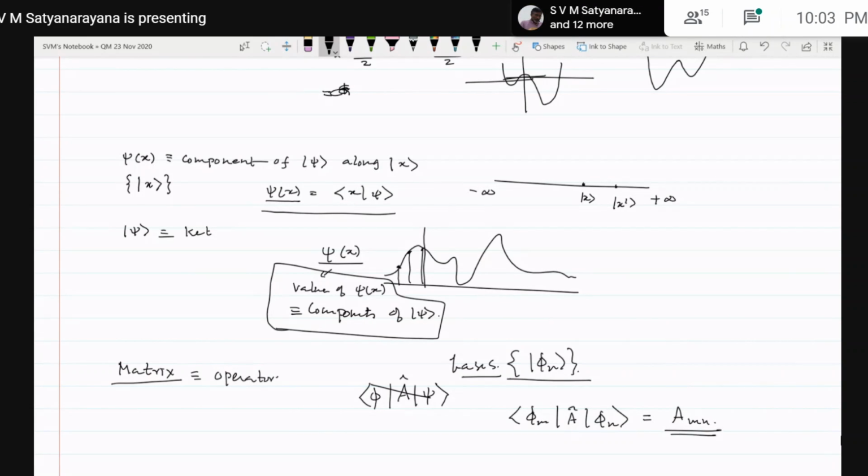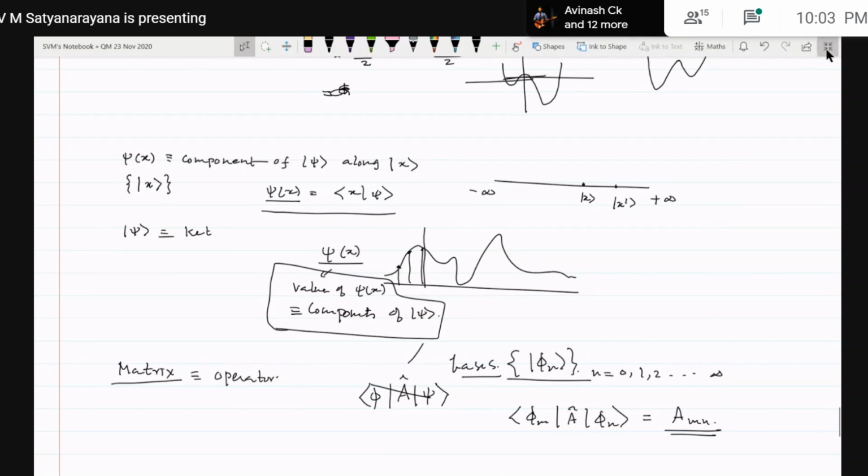And m and n are infinite. This n can go from 0, 1, 2 up to infinity. So this is an infinite by infinite matrix. So all operators can be written as matrices, and all wave functions can be written as vectors. All of them are infinite dimensional. I hope this would clarify.